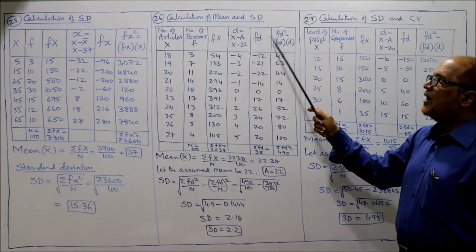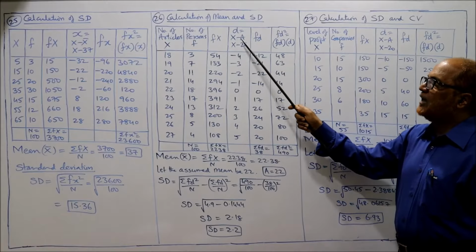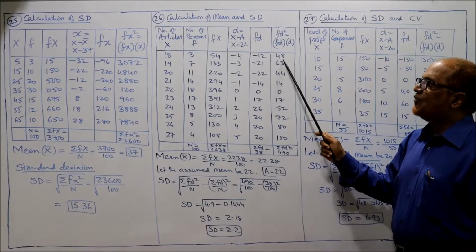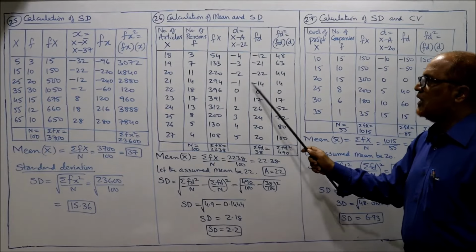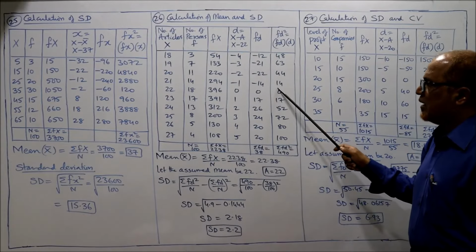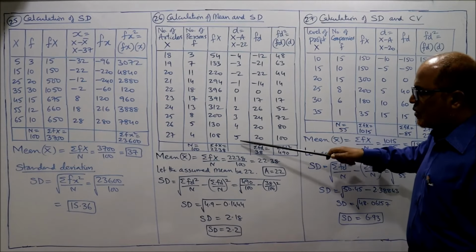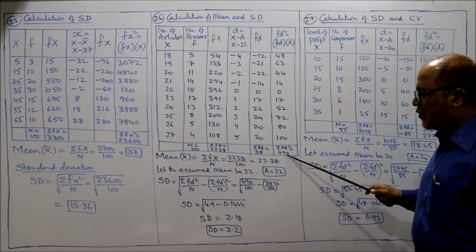ये FD आ गया. अब FD स्क्वायर करना है तो FD इंटू डी, 12 into 4 48, 21 into 3 63, 22 into 2 44, 14 1. ये माइनस इंटू माइनस सब प्लस हो गया. उसी तरह ये सारे वैल्यूज को मल्टीप्लाई कर लो, FD स्क्वायर आ गया 490.